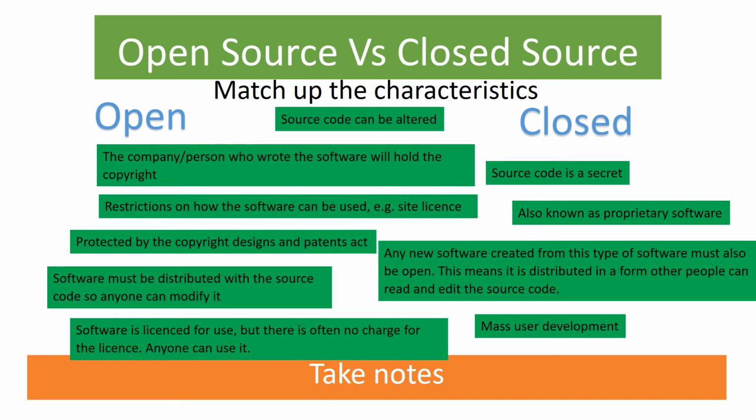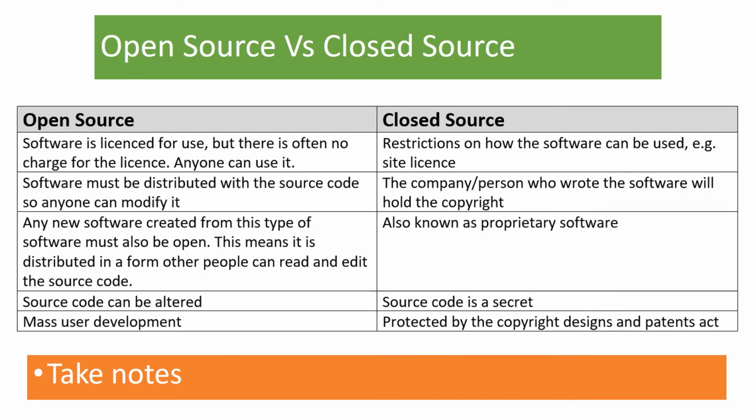Give two headings, open and closed source software. Can you match up the characteristics to each of the types of software?